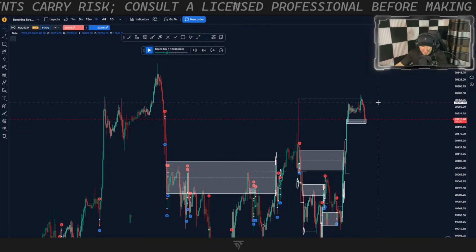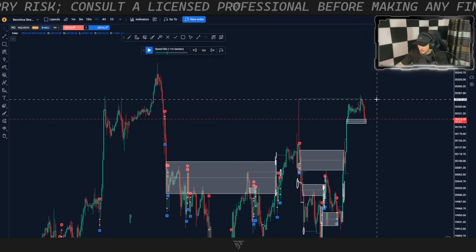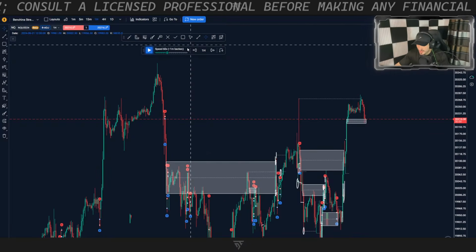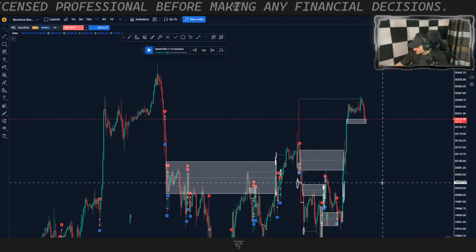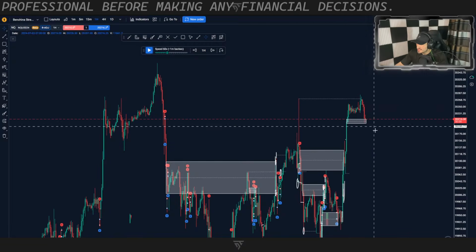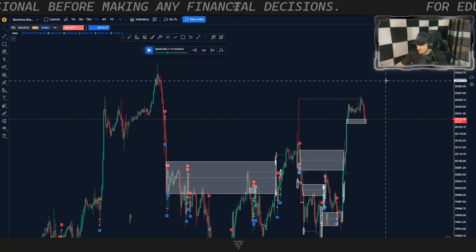So let's keep our heads clear and not marry a bias here. Of course, this can now reject all the way down. But what I want to see is us creating that hourly swing and still go higher.